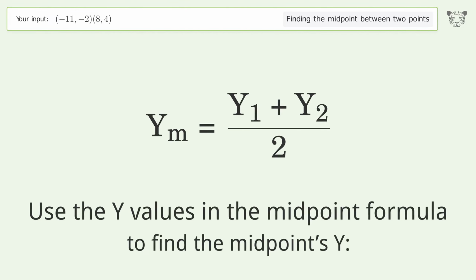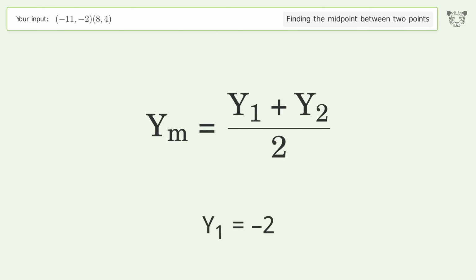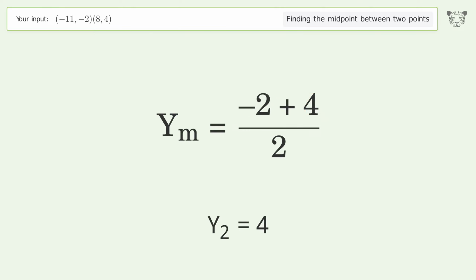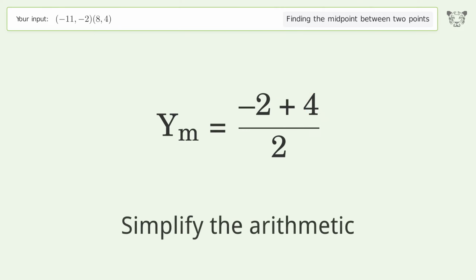Use the y values in the midpoint formula to find the midpoint's y. y1 equals negative 2. y2 equals 4. Simplify the arithmetic.